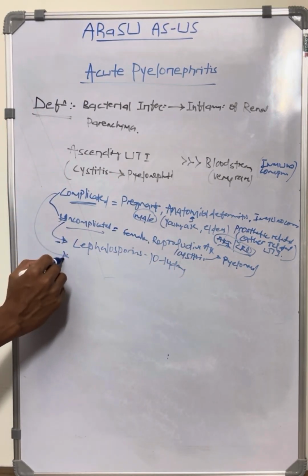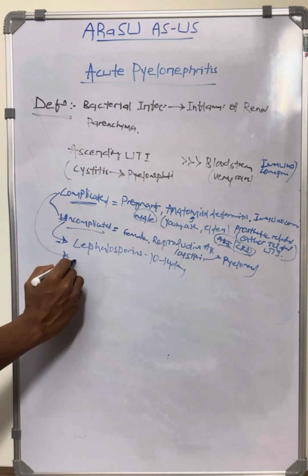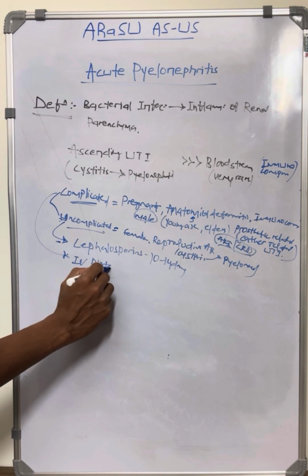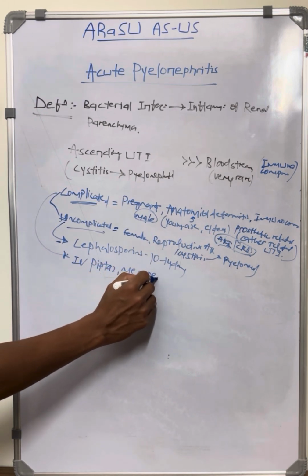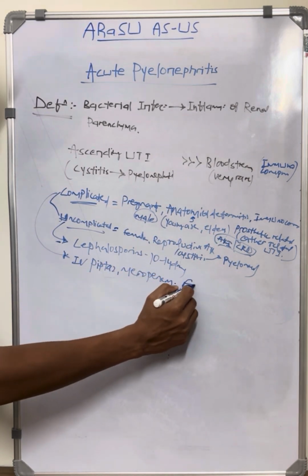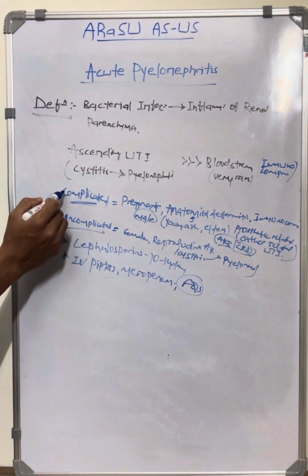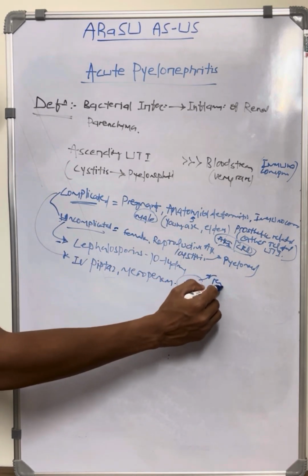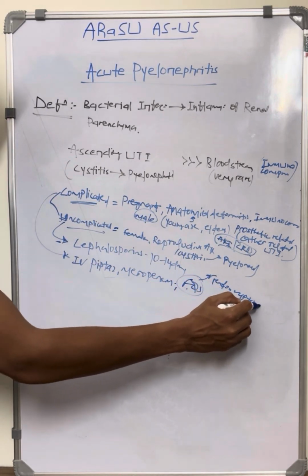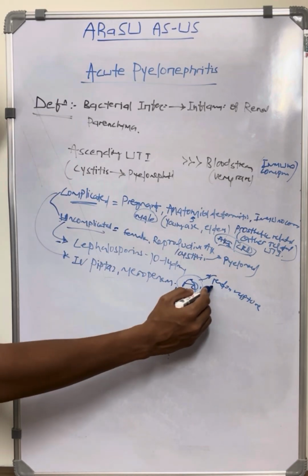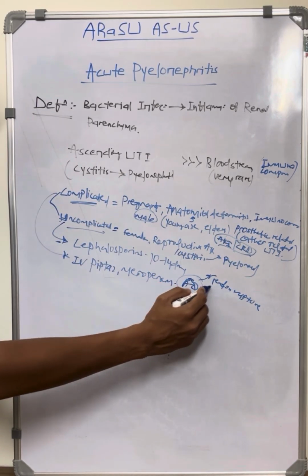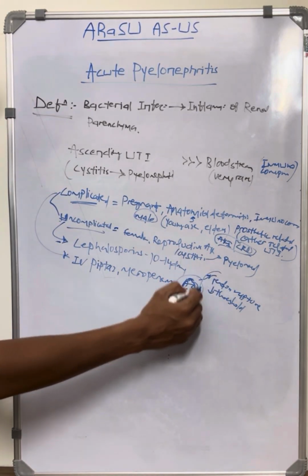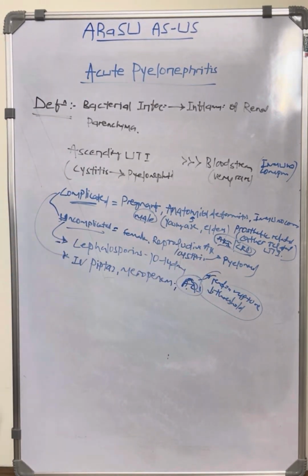Suppose the case is a complicated urinary tract infection. Here we have to consider IV piperacillin-tazobactam, or meropenem, or fluoroquinolones. But here one thing is, when we consider complicated, if the individual is elderly, be careful with fluoroquinolones because they can lead to tendon rupture in the elderly. And if the individual has a seizure disorder, fluoroquinolones are known to decrease the threshold for developing seizures. So these two points have to be kept in mind. These are the antibiotics of choice.